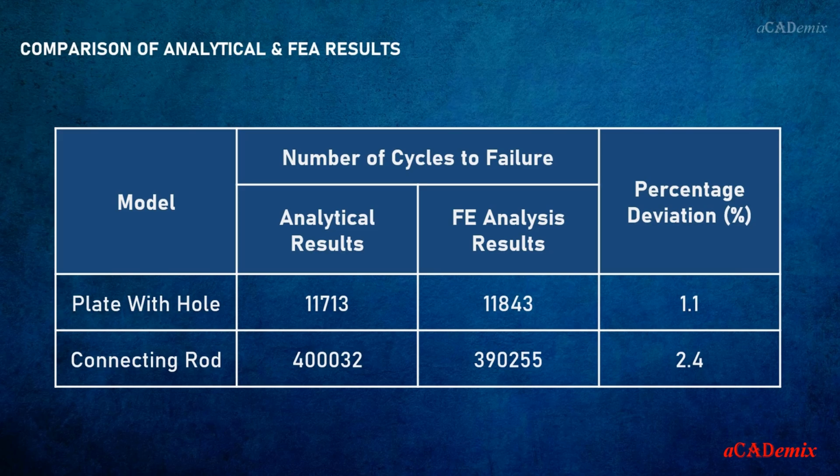In the connecting rod problem, the number of cycles to failure value obtained from analytical calculation is 40032, whereas the value obtained from finite element analysis is 390255. The percentage deviation is 2.4%. So we can conclude that there is good correlation between finite element analysis results and analytical calculation results.